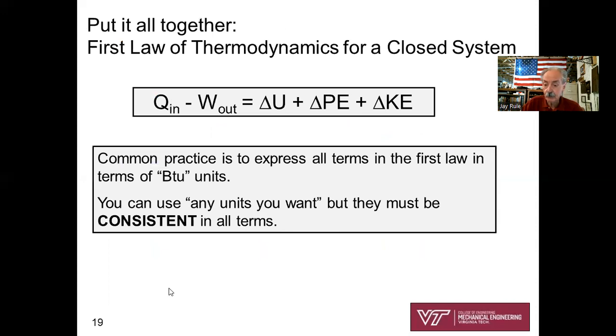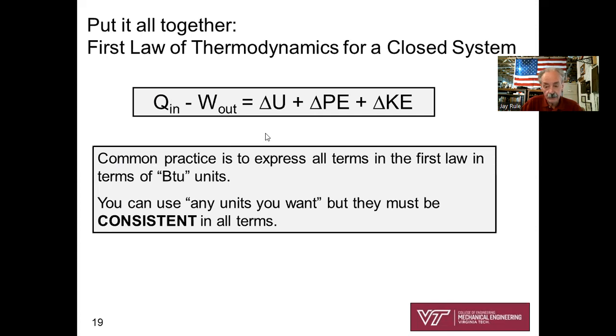And then finally, just a reminder, you need to be intimately familiar with the first law of thermodynamics for a closed system. Do not depend on a formula sheet, even if you're allowed to have one. You must commit this to memory for success in this class. Q in minus W out is equal to delta E, which is equal to delta U plus delta KE plus delta PE. Commit that to memory.